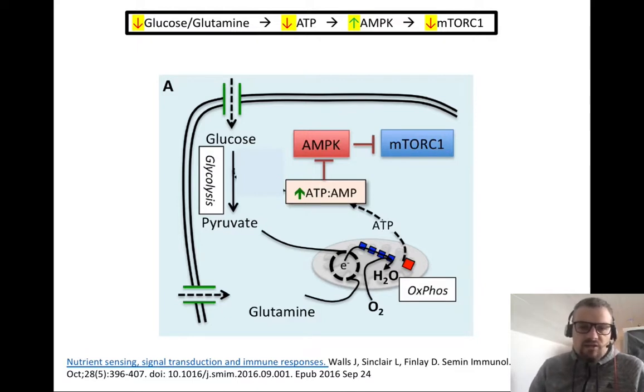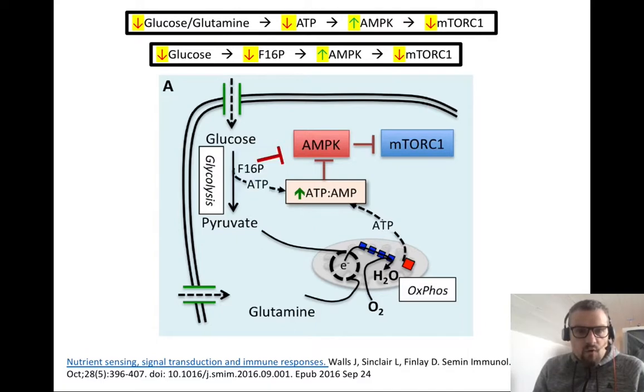But of course, that means changes in the activity of these two important kinases that also have a role in controlling the fate of T cells and NK cells and other cells, in particular mTOR. So that's one consequence of glutamine or glucose deprivation, is activation of AMPK kinase, which is a glucose sensor. Well, in this case, it's an energy sensor.